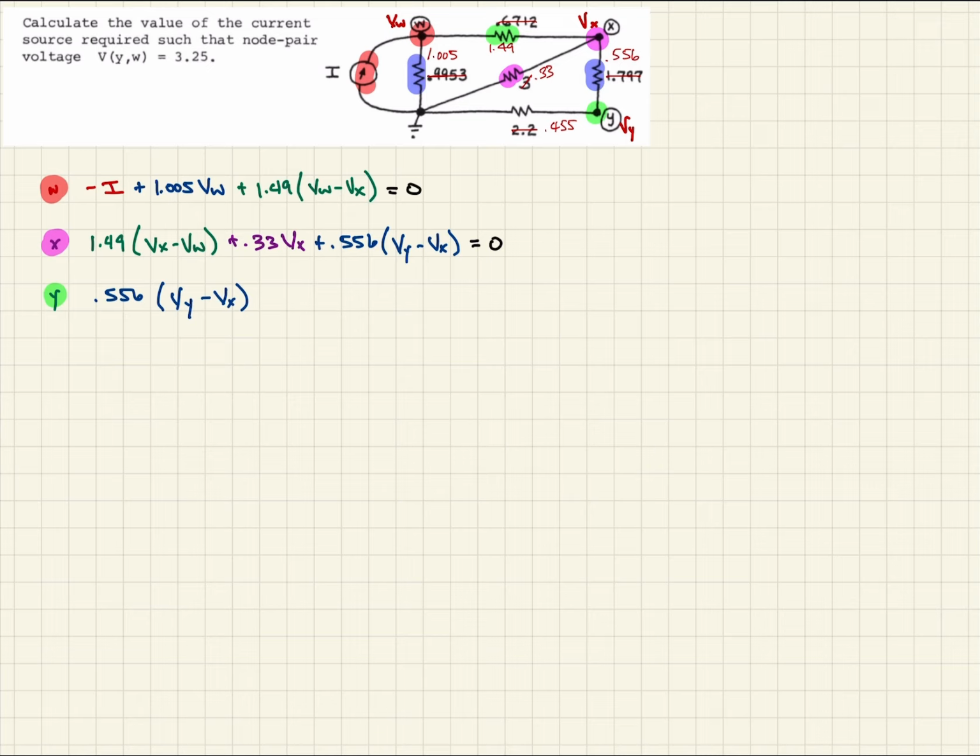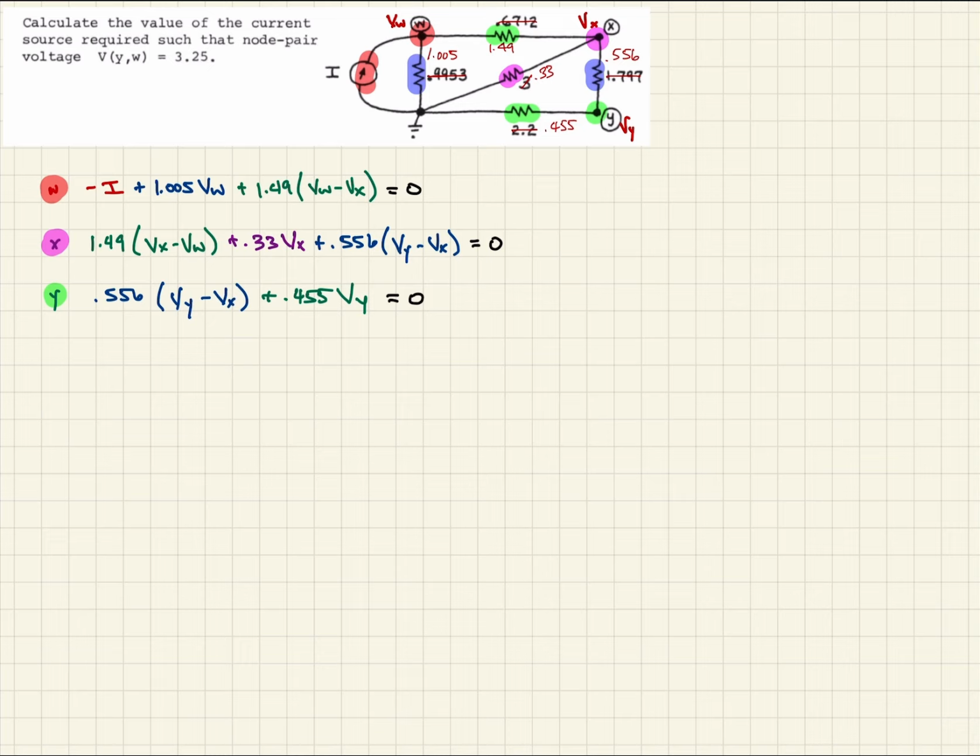And then finally, we have this guy here in the green. So again, that's just the conductance, which is 0.455, times the voltage Vy. So only 2 branches on that node, and again, set that equal to 0. And so those are 3 nodes, 3 equations.